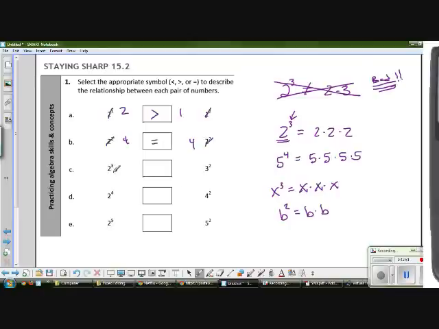2 to the fourth power, so 2 times 2 times 2 times 2. So 2 times 2 is 4, times 2 is 8, times 2 is 16. 4 squared, 4 times 4 is also 16, so these are equal.